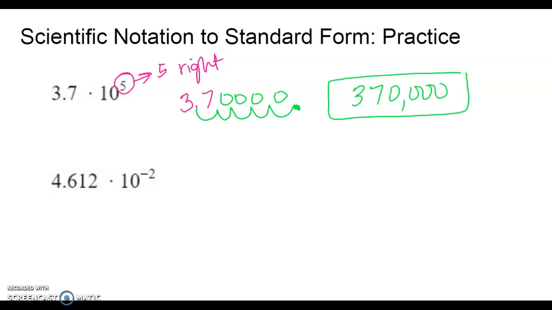370,000. For our second problem, we have 4.612 times 10 to the negative 2nd power. My exponent is negative, so I'm moving 2 spaces this time to the left because my value is getting smaller.